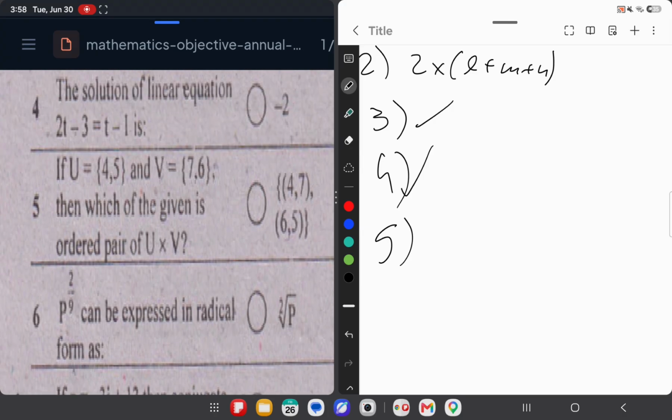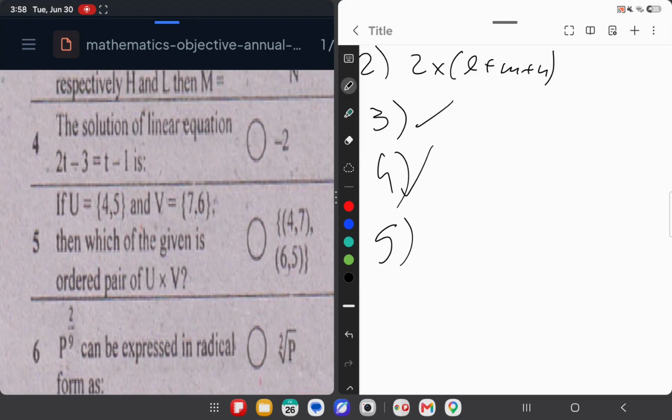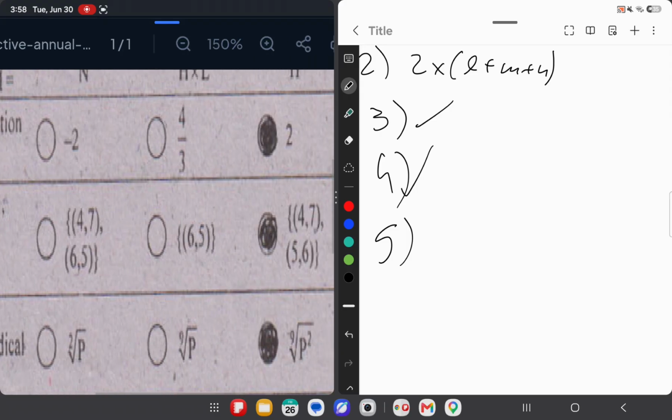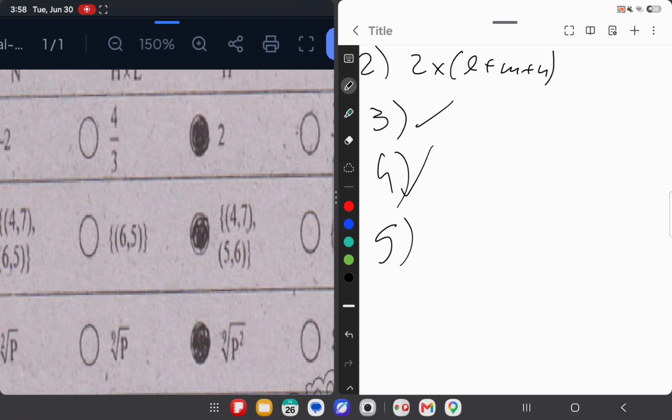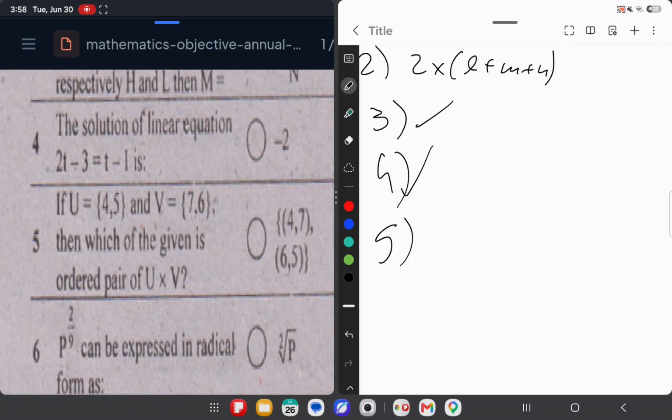14 and 15. If u = (4, 5) and v = (7, 6), which of the given ordered pairs is u times v? Multiplication? Excuse me, son? Okay, I do not even get this. Why do you even multiply this?